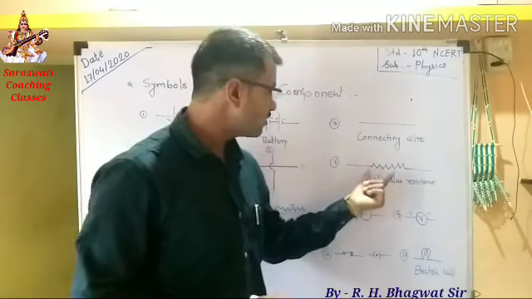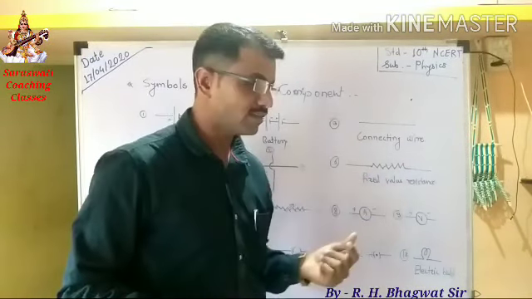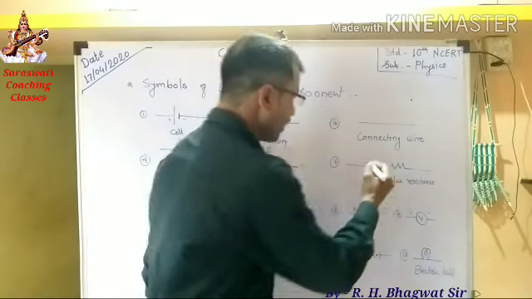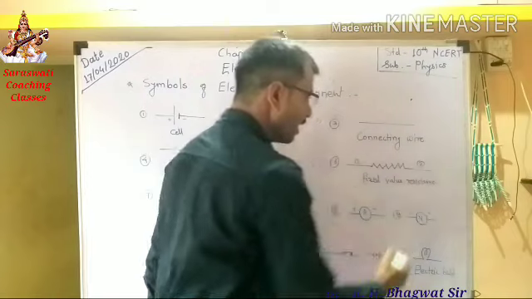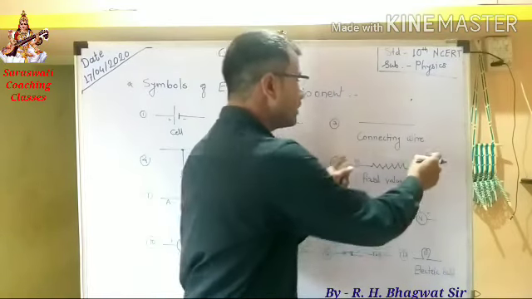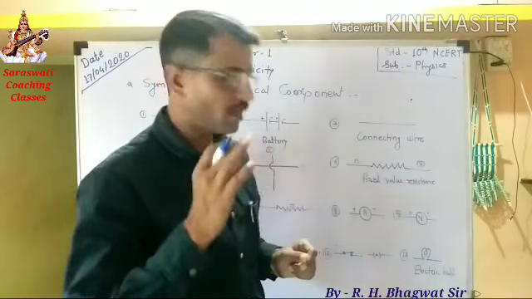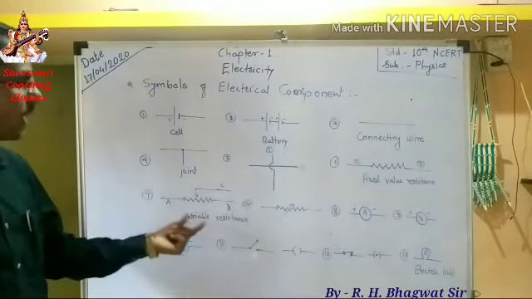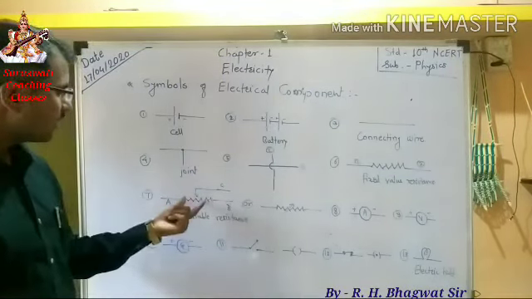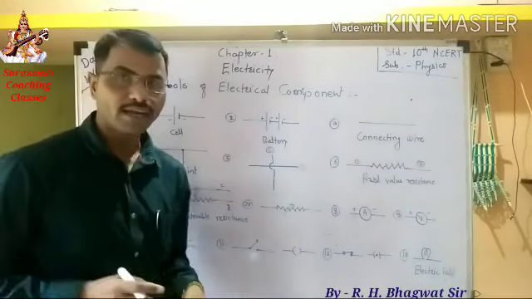They cross each other without connecting with each other. Next symbol is for the fixed value resistance. Here, this resistance has two terminals, first terminal and second terminal. The value of resistance between these two terminals remains the same. Now, the next symbol is for a variable resistor, which is also called a rheostat.